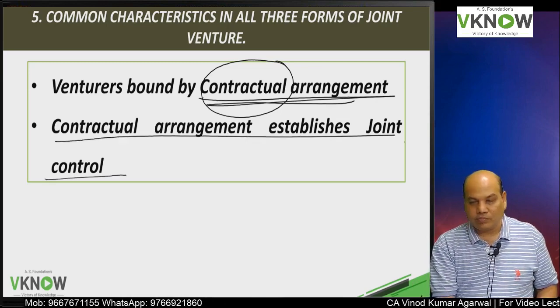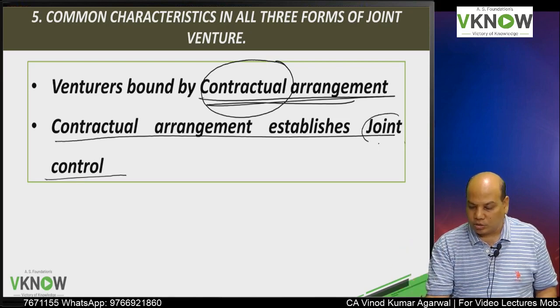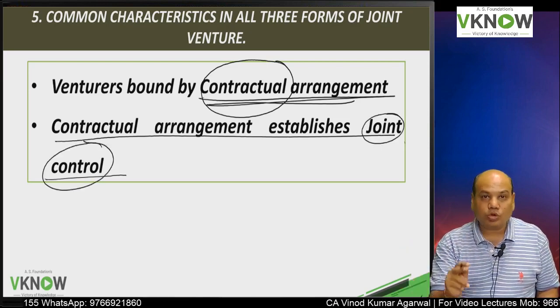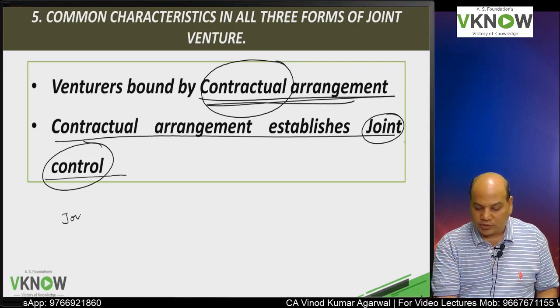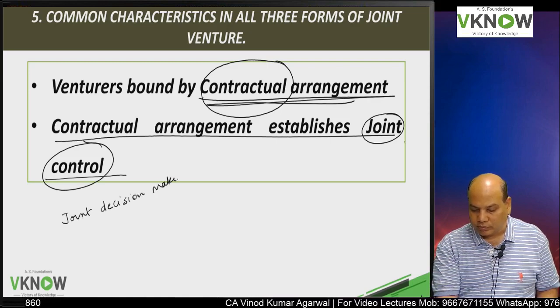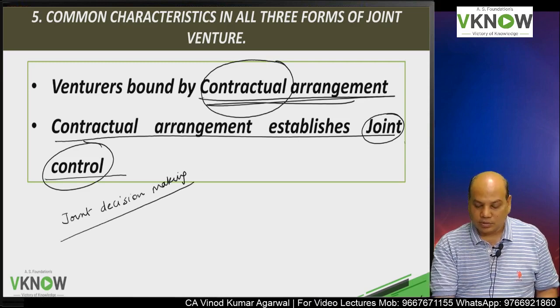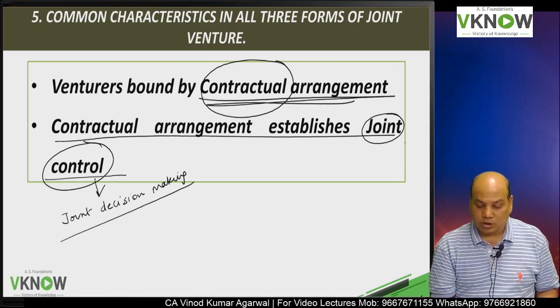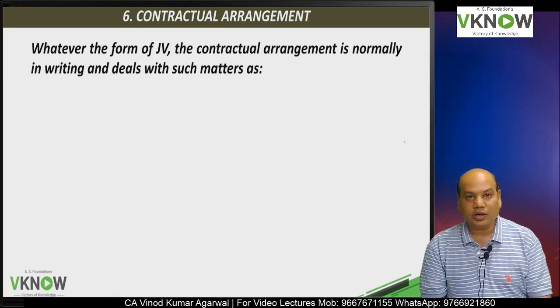And second, the contractual arrangement must establish joint control. So two or more venturers should have joint control, joint decision making power. One venturer cannot unilaterally take the decision. That is called joint control. And now we'll discuss what is contractual arrangement.